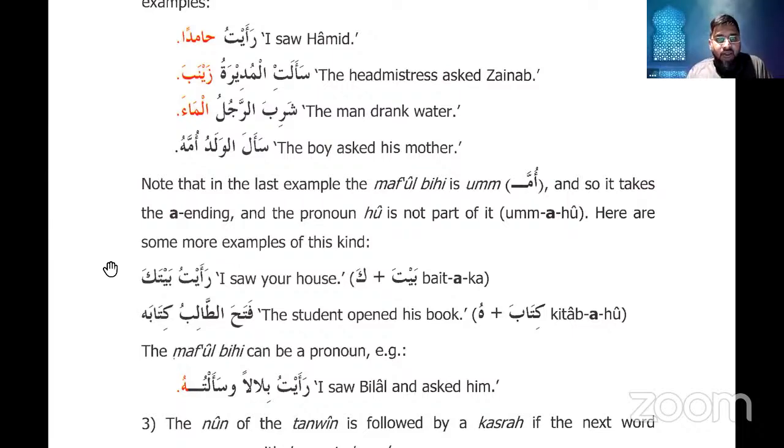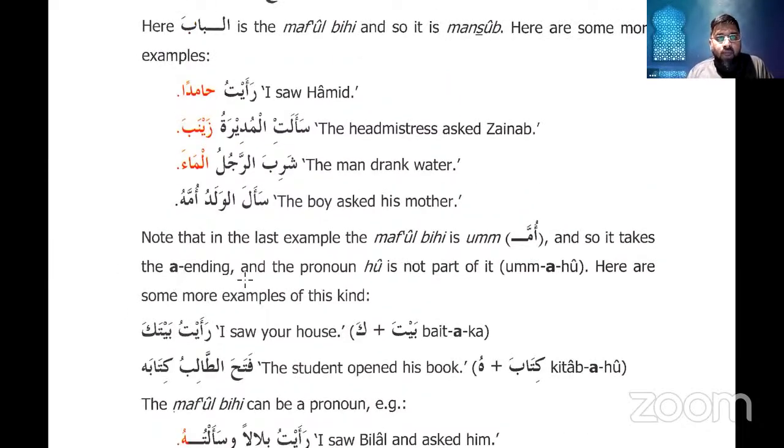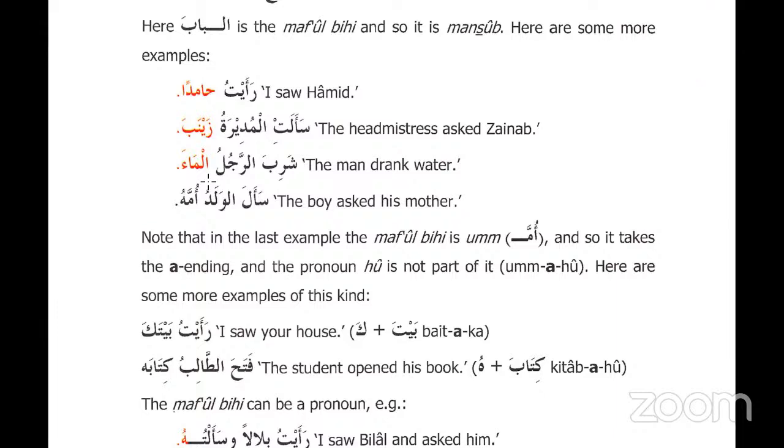So this lesson is trying to mention two more important things. رأيت حامد, I saw Hamid, one noun. سألت المديرة زينبا. So Zainaba is a noun which doesn't take a tanween. Hamidan is taking a fatah tanween. Zainab is taking one fatah. Then Shariba ar-rajulu al-ma'a. Here, because of the alif lam, the last letter is taking a fatha. As you know, alif lam and tanween cannot join together. These three are the classic examples that end with mansub, with exactly fatha.